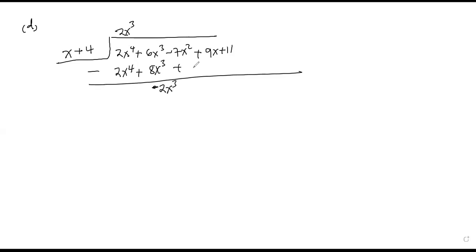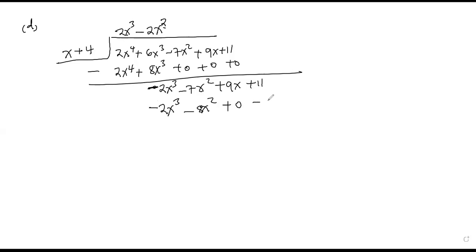This is a 0 here. So you write the ones the way they are on top. Minus 7x squared plus 9x plus 11. Minus 2x cubed divided by x will give you minus 2x squared. Minus 2x squared times this gives you minus 2x cubed. When you multiply it by this, it will give you minus 8x squared.